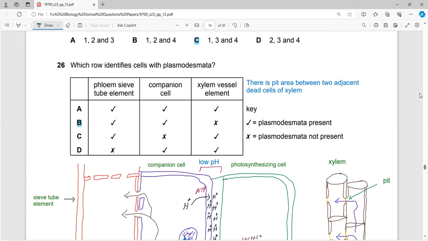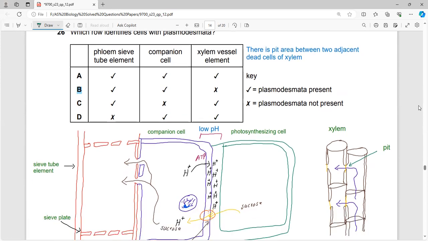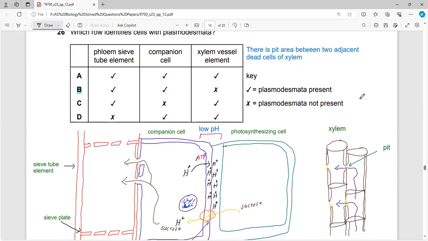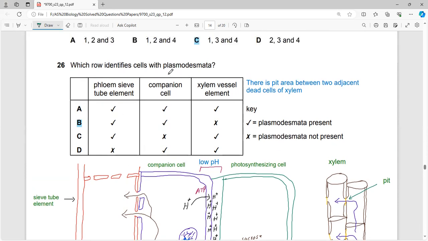Which row identifies the cell with plasmodesmata? So plasmodesmata are cytoplasmic connections between two living cells. For example, we're going to take one example of cytoplasmic connection. You can see in the phloem, we have a companion cell and the sieve tube element. There is a connection between the companion cell and the sieve tube element. This cytoplasmic connection is plasmodesmata. So that's present. The phloem sieve tube element contains plasmodesmata. What about the companion cell? This contains plasmodesmata.